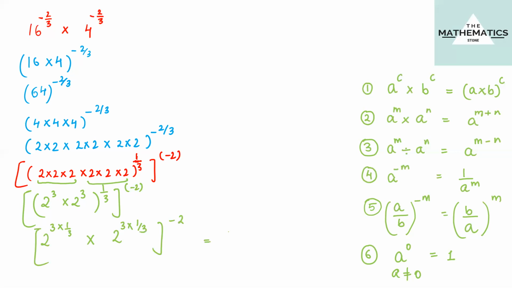Now this becomes 2 raised to 1 times 2 raised to 1, and this entire thing is raised to negative 2. So 2 raised to 1 is 2, 2 raised to 1 is 2, so you get 2 times 2, which is 4. 4 raised to negative 2, now apply the negative exponent rule. So you get 1 over 4 raised to 2, and that is equal to 1 over 16. And this, ladies and gentlemen, is your final answer. This is how you will multiply rational exponents.